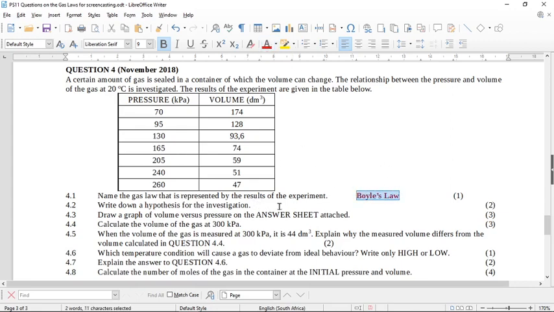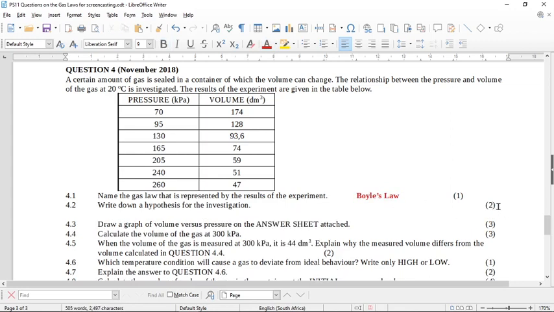Write down a hypothesis for this investigation. Okay, so now in order to write a hypothesis, we need a dependent variable and an independent variable, and as it is a hypothesis and not a question, we need to predict what's going to happen. In a hypothesis, you make a prediction that your experiment will either prove or disprove. So what are we changing? Okay, we are changing the pressure and we are measuring the volume.